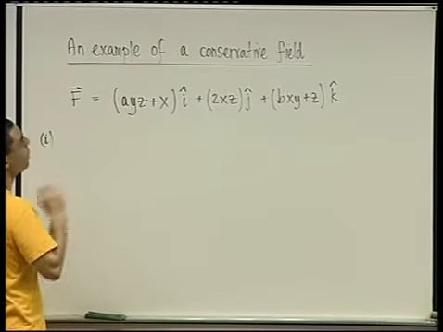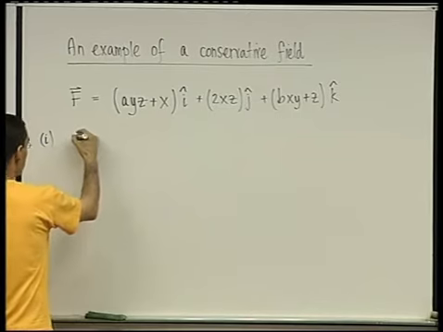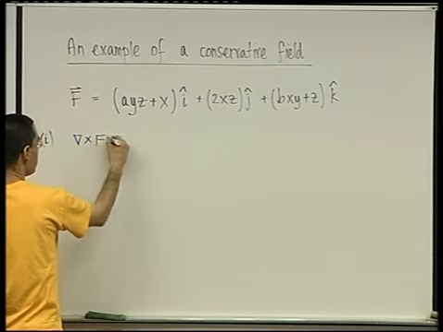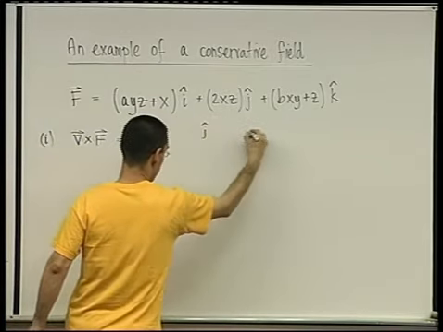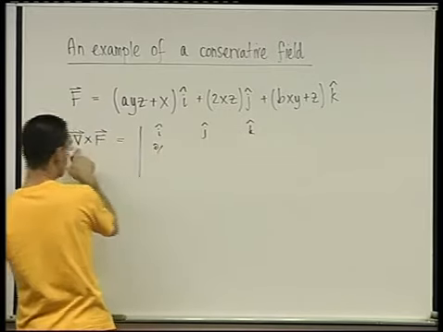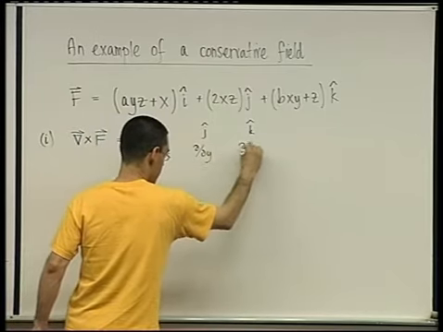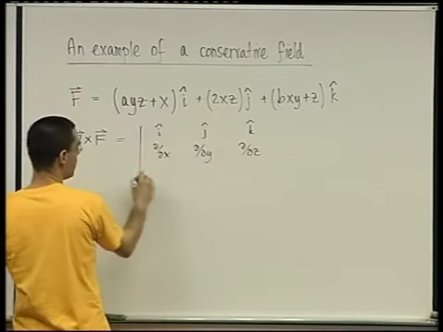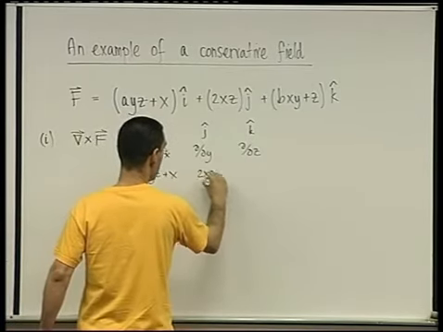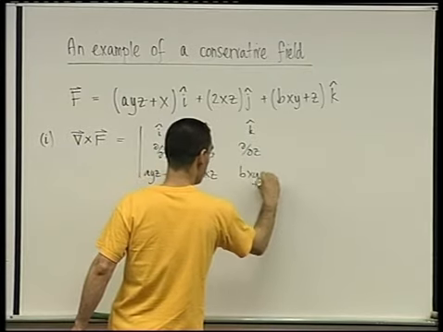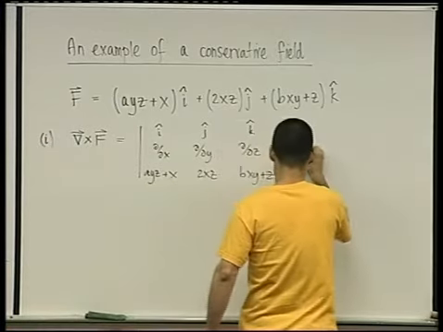And part one was, find the curl of F. I'm not going to write all the parts of the problem, we'll just do it. So part one was find the curl. So the curl of F is the determinant with i, j, k, the components of the nabla operator, d/dx, d/dy, d/dz, and then the components of F: ayz plus x, 2xz, and bxy plus z. Right? Now we're going to calculate this determinant.